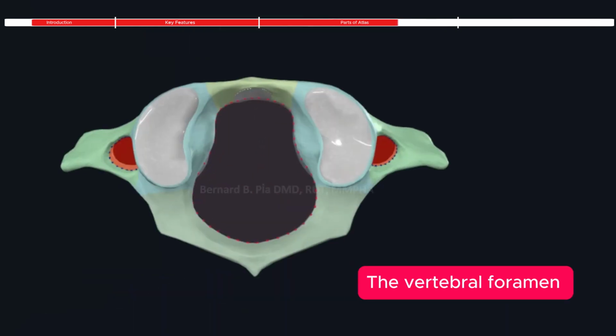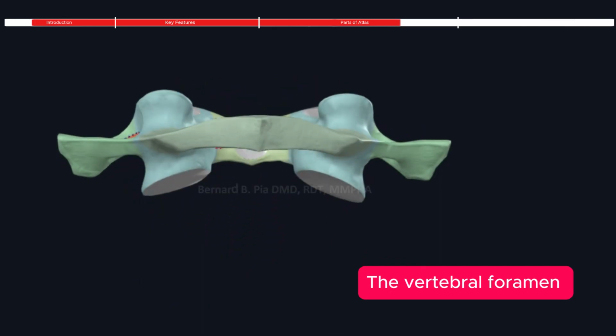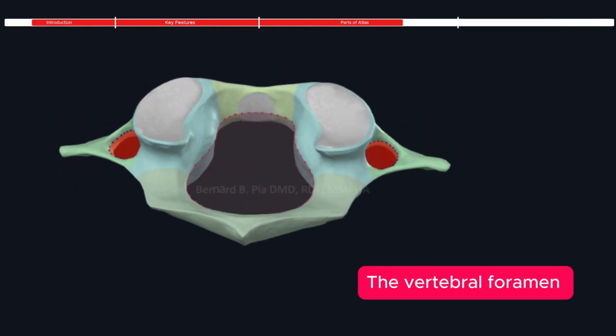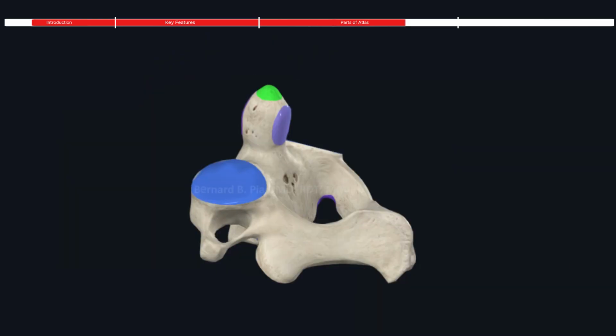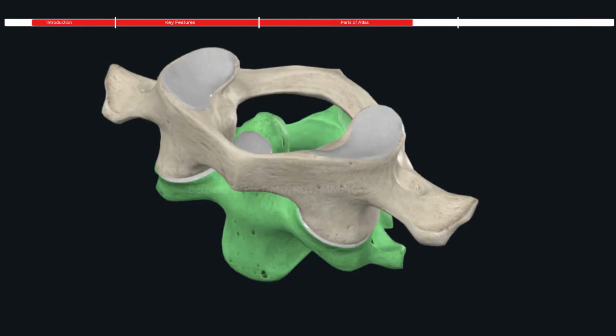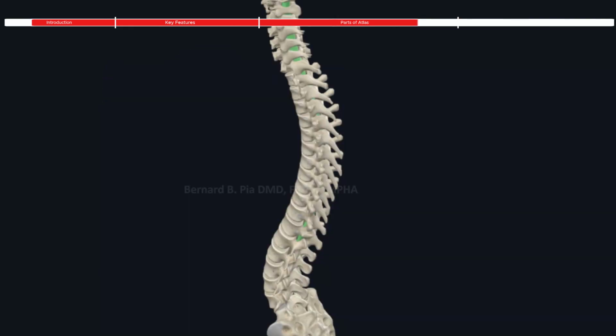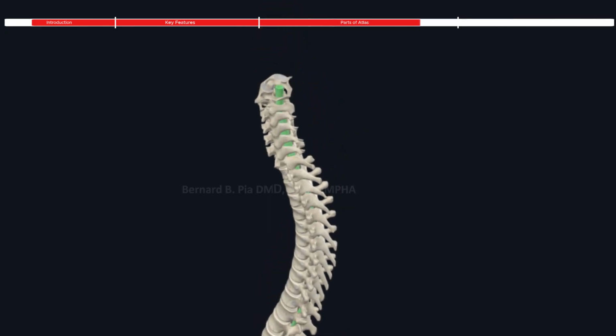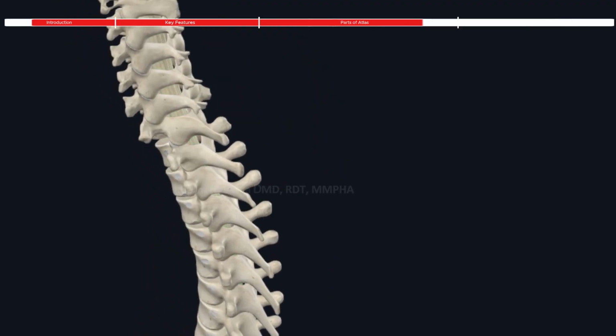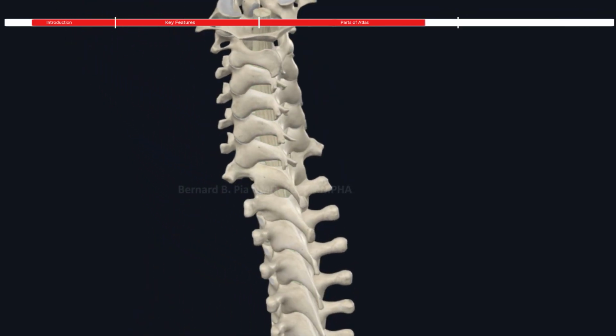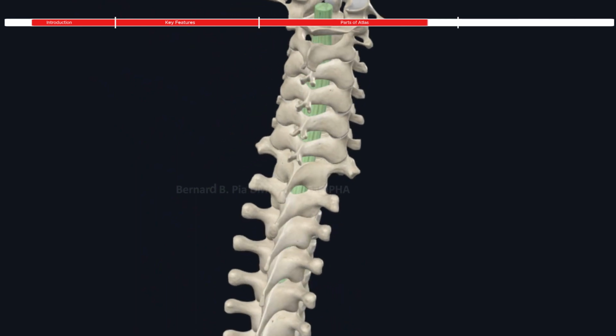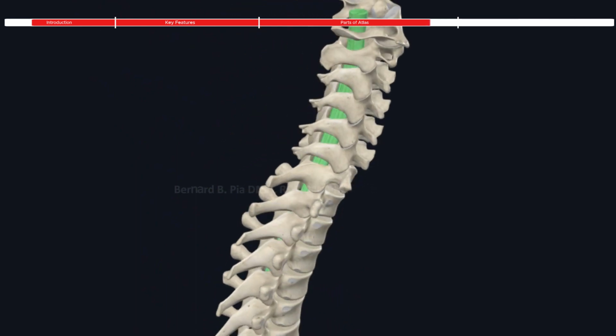7. The vertebral foramen is the large, centrally located opening of the atlas, first cervical vertebra. 8. The vertebral foramen of atlas is divided into 2 areas by the transverse ligament of atlas. The anterior area holds the dens of the axis. The posterior area contributes to the formation of the vertebral canal, which extends throughout the length of the vertebral column. The vertebral canal allows for the passage of the spinal cord, along with its accompanying meninges and vasculature.